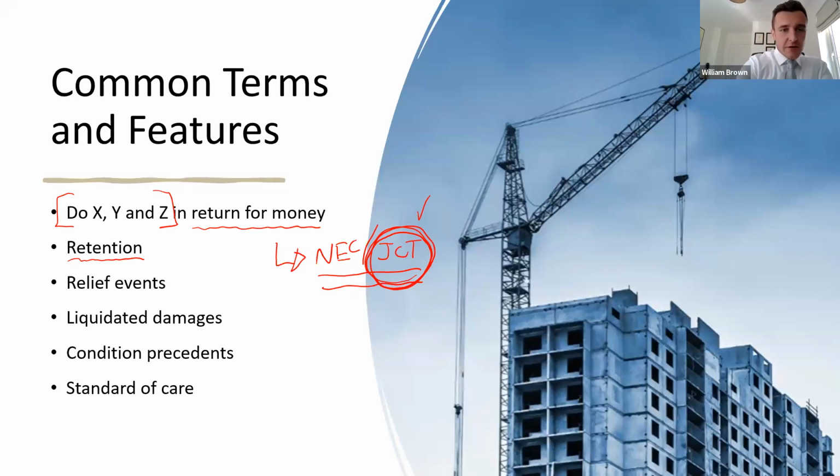Relief events is another example of how these standard forms differ. What I mean by relief events is this: there will be certain events listed or scheduled within the contract that the contractor is not deemed to have priced, or the consultant is not deemed to have priced. And if one of those events arise, it will entitle the contractor or the consultant to claim more time or more money. You've probably heard the term if you've been in the industry for a while.